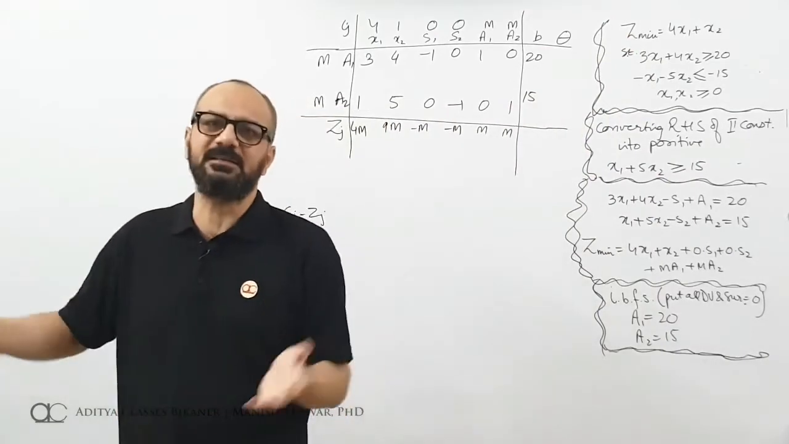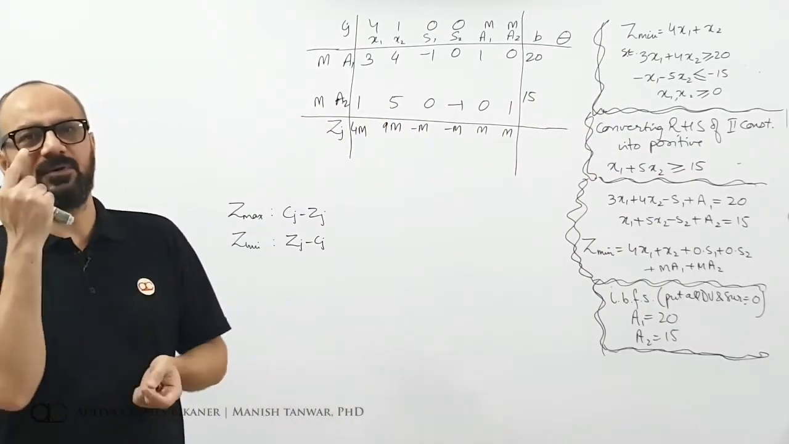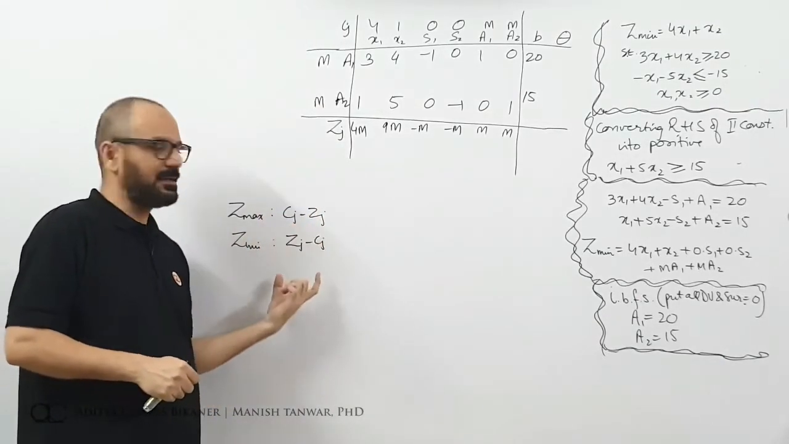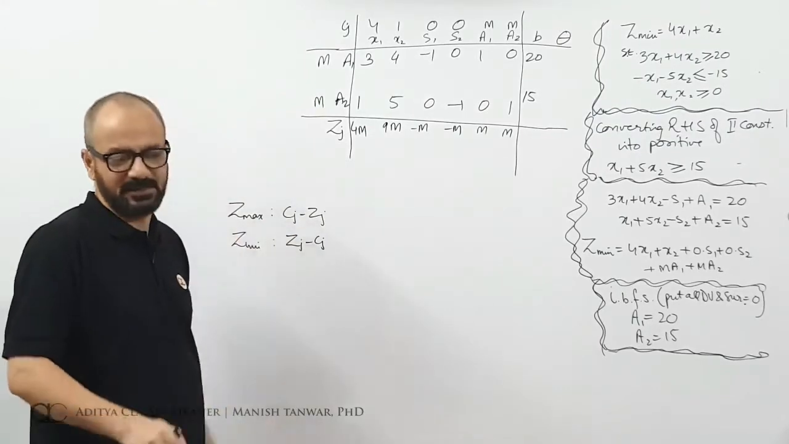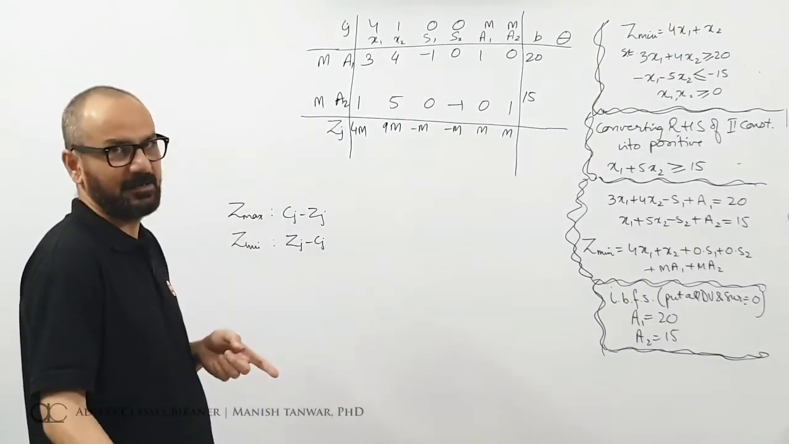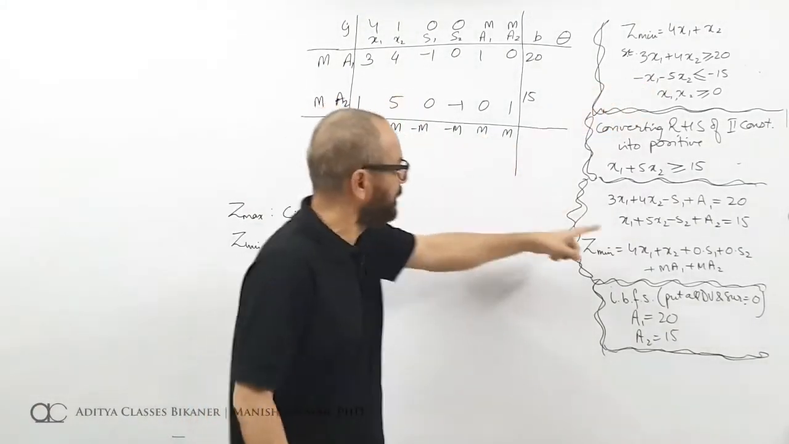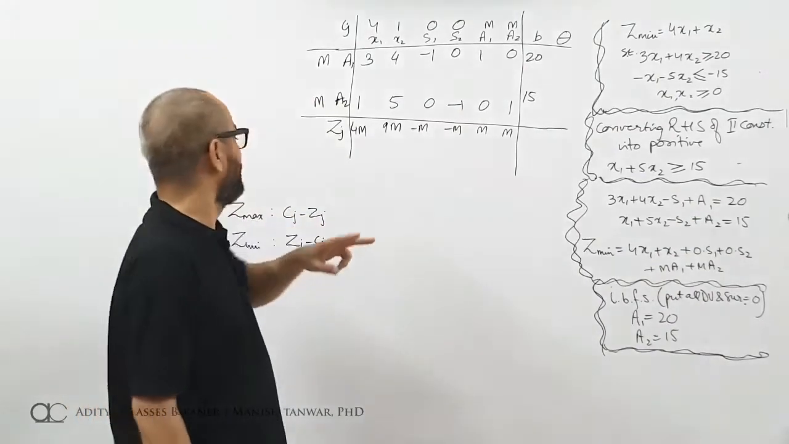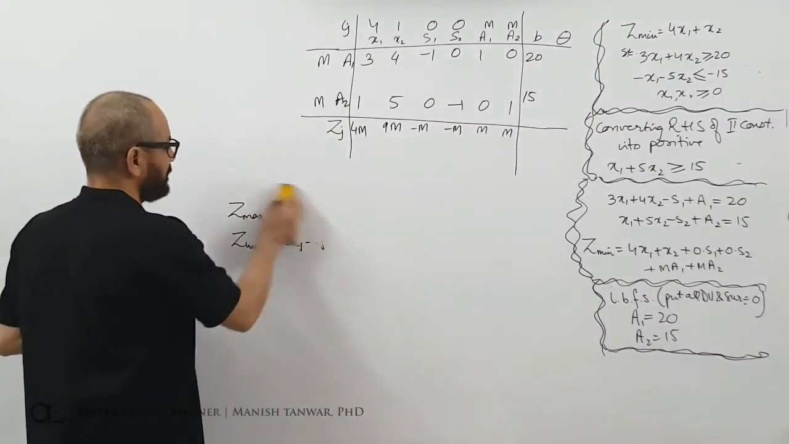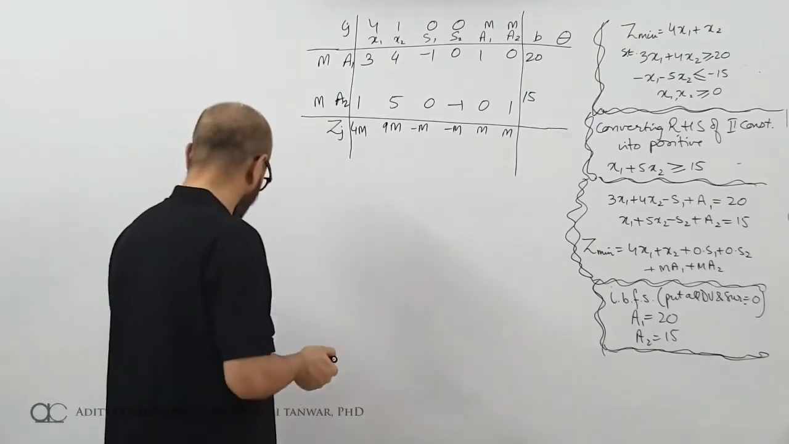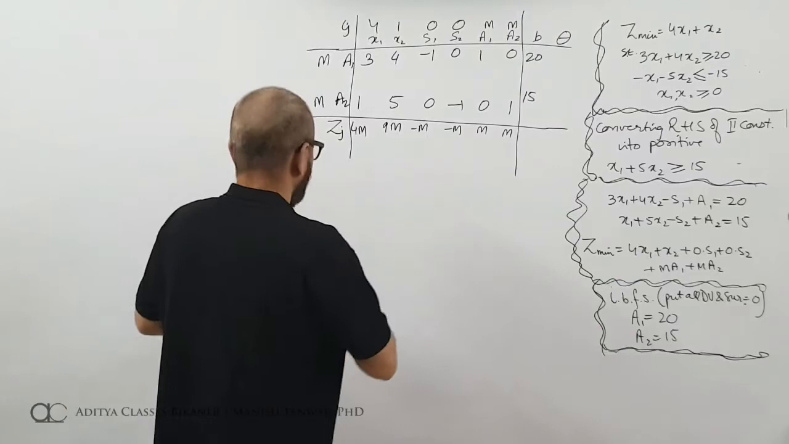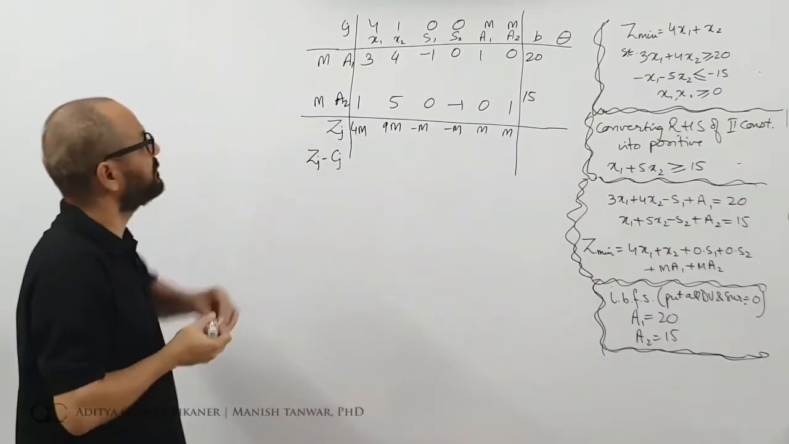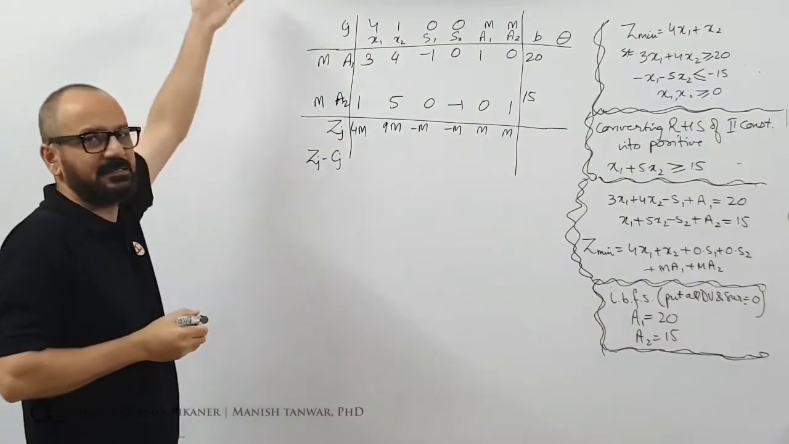Why convert so many things? Why not convert only one formula, that of the net evaluation row? Earlier the net evaluation row used to be Cj minus Zj. Now I will take my net evaluation row as Zj minus Cj. This is the only difference between max and min. The differences between greater than and less than are visible over here: surplus and artificial. But the difference between max and min is Cj minus Zj or Zj minus Cj. So we have Zj minus Cj.